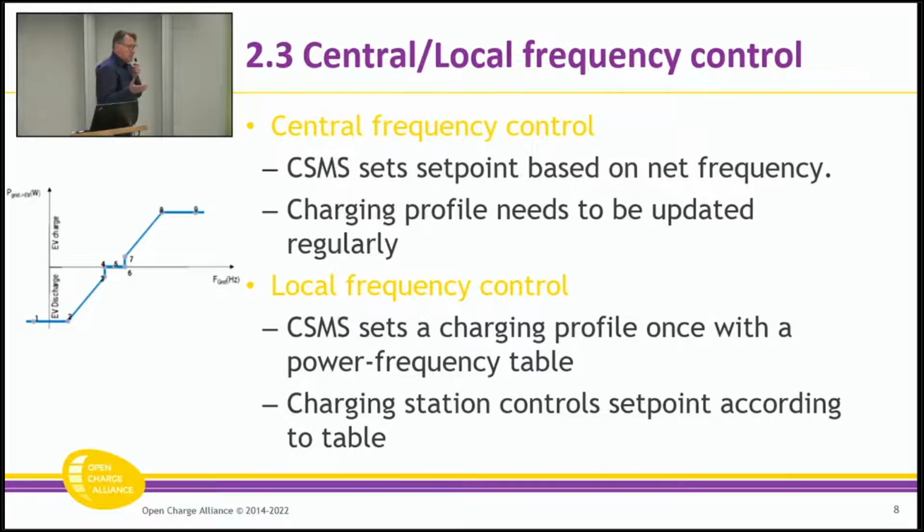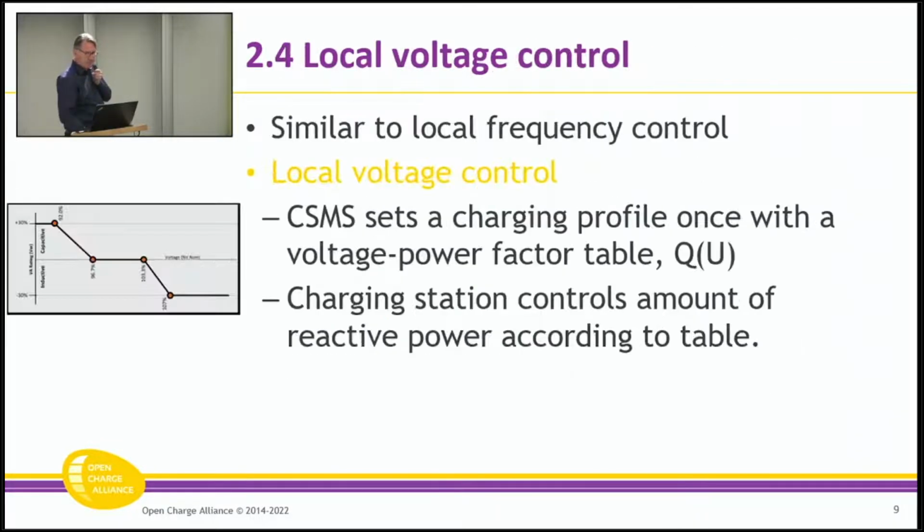But probably more practical for frequency control is to have local frequency control. In that case, the CSMS can upload a table with grid frequency power values, and the charging station will regulate independently, based on that table, what the charging power or discharging power is going to be. For voltage control, it's basically the same mechanism. The charge point measures the local voltage, and depending on the table that the CSMS has provided, it will change the amount of reactive power in that situation.